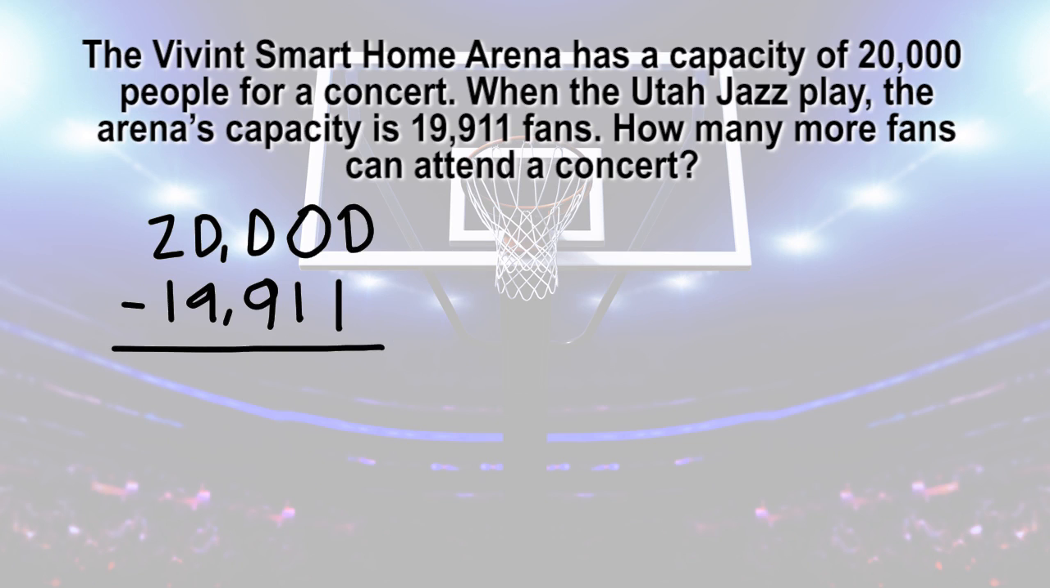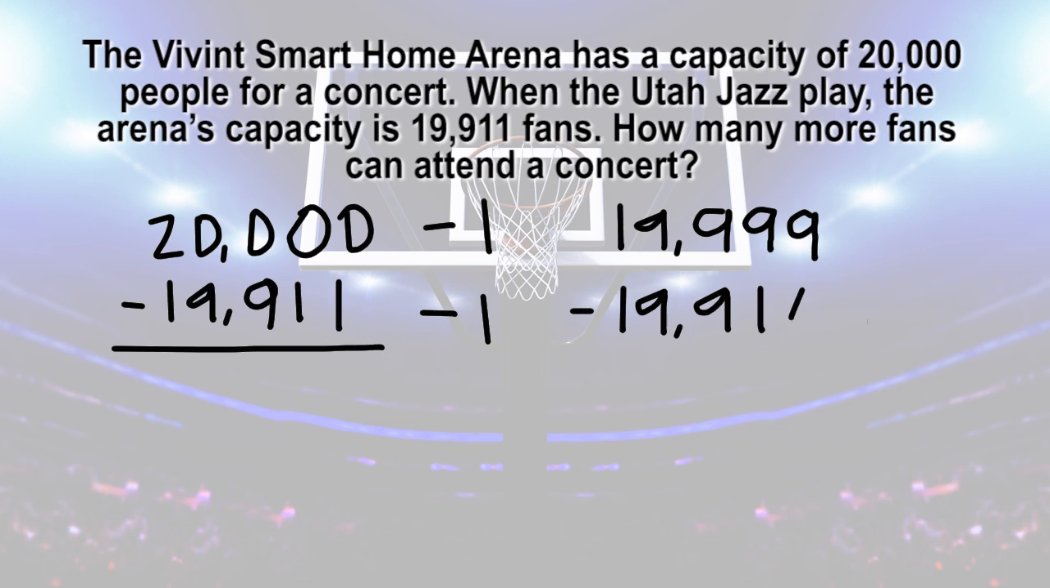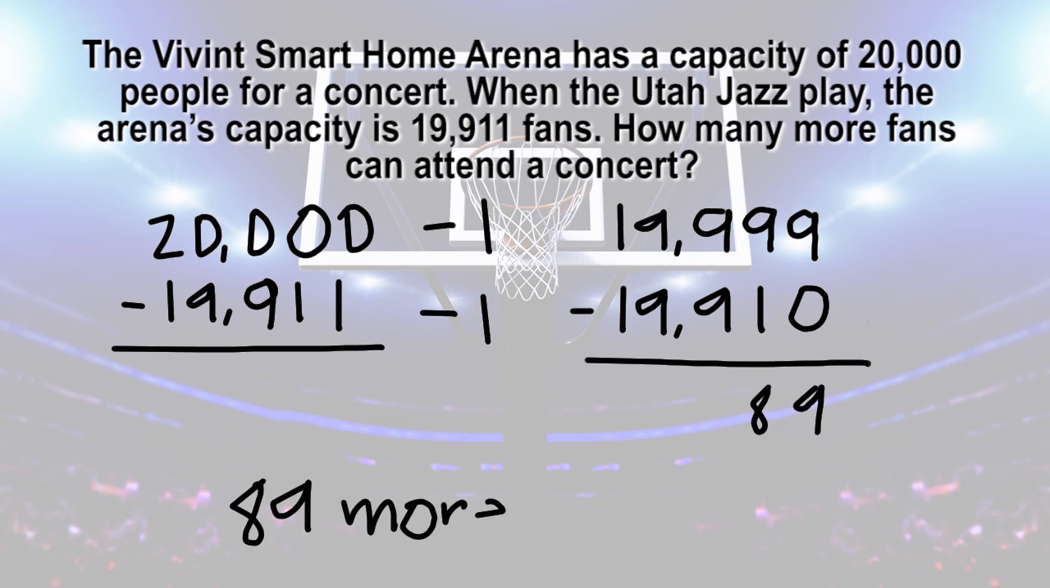19,911. After setting up this problem, we notice that there are zeros in the minuend, which will cause us to regroup. Instead of regrouping, let us use the constant difference strategy. The problem becomes 19,999 take away 19,910. Or there's a difference of 89. This means 89 more people can attend a concert.